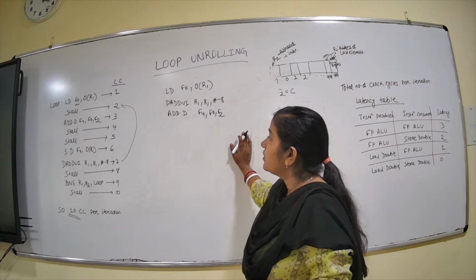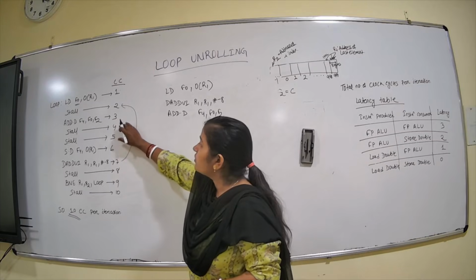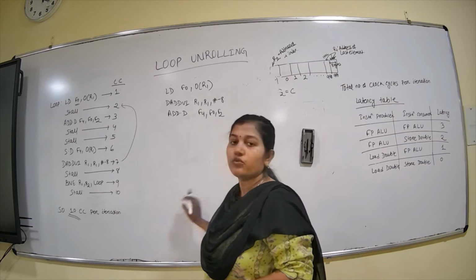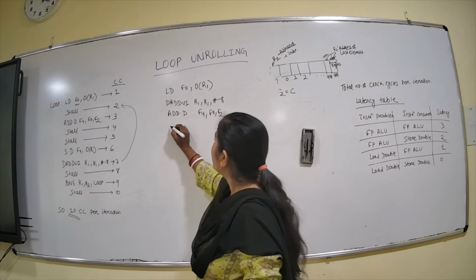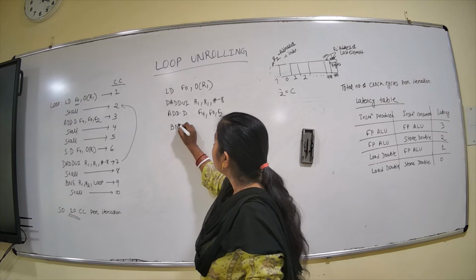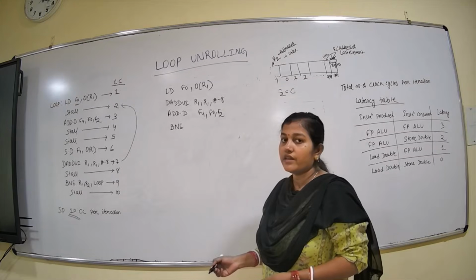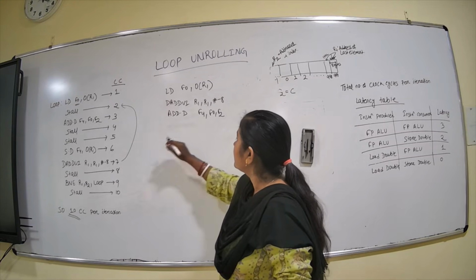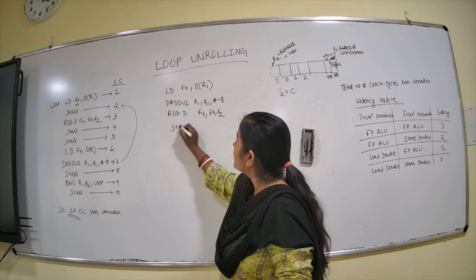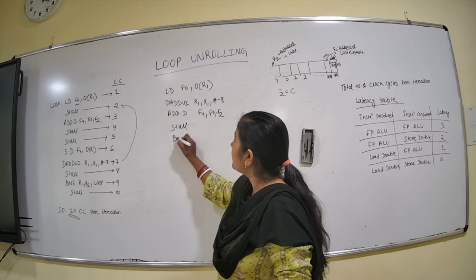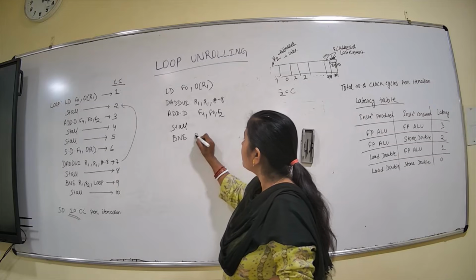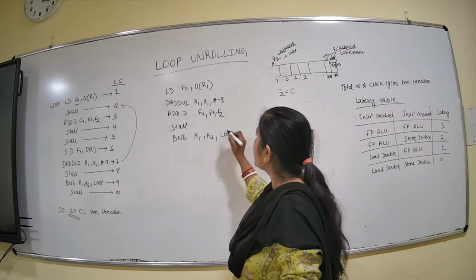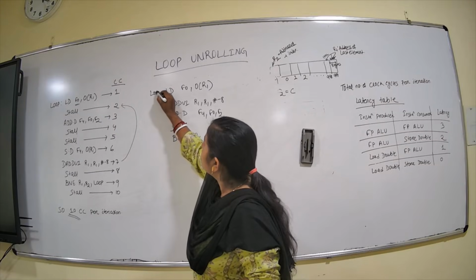Now, in between this add and store there are 2 stalls, and again after the branch there is 1 stall. So what can we do? So 1 stall will remain there, and BNE R1, R2, loop.